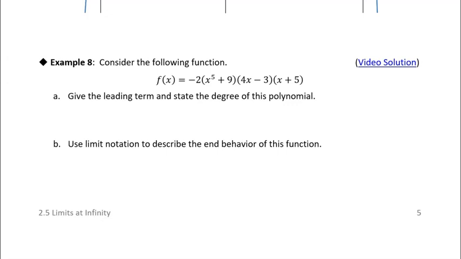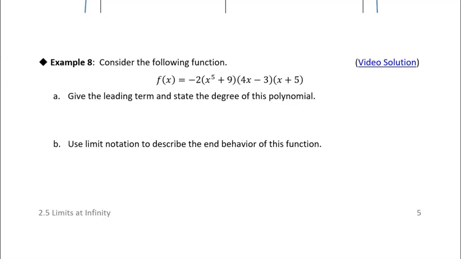In this example, we are given a polynomial, although it doesn't quite look like a polynomial because it's all factored out. Now, we could FOIL this all out, right? We could distribute and expand this into something that looks more like a polynomial. But the questions that were asked are, first of all, give the leading term and state the degree of the polynomial. And then we want to use limit notation to describe the end behavior of the function.